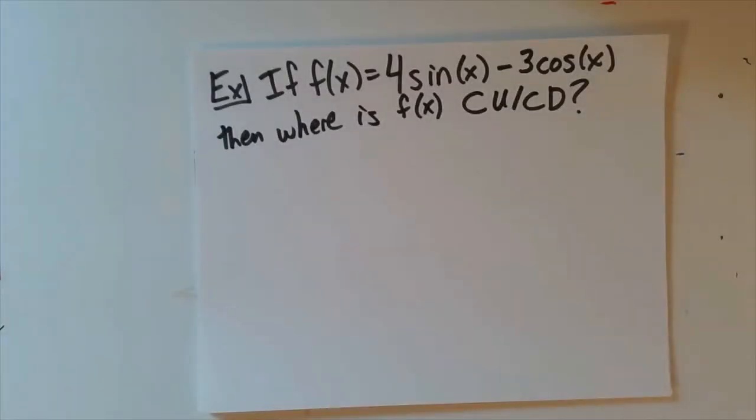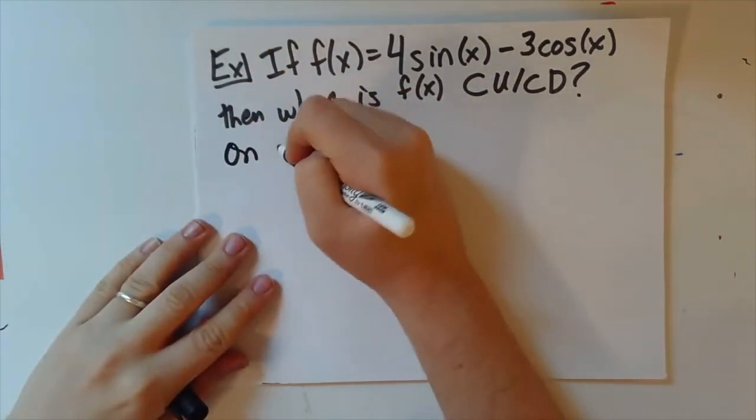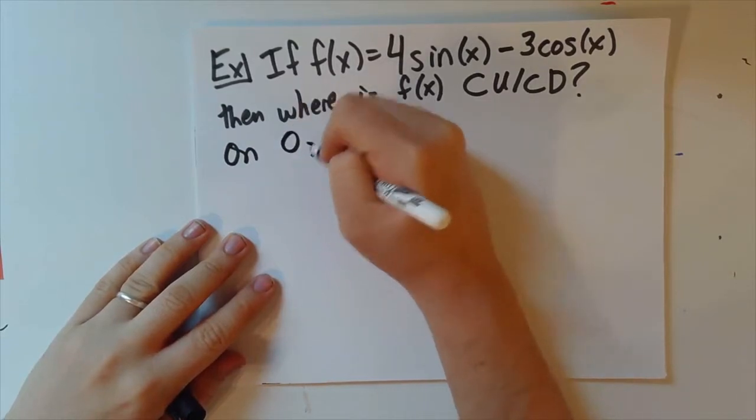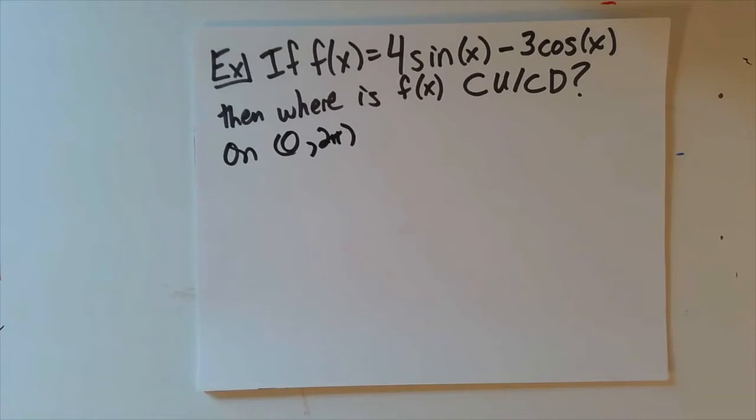Hello, class. I got some questions about this particular calculation from the homework in the concavity section, so I'm going to go over it. Again, remember that your numbers might look a little bit different. You might have a 5 and a 7 instead of a 4 and a 3. I didn't specify the interval. We'll say on 0 to 2 pi, just to give us a specific interval to work with.